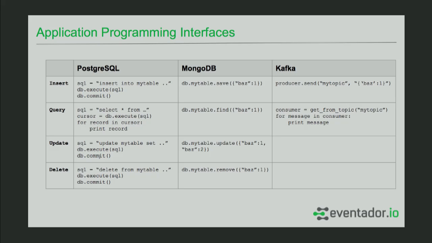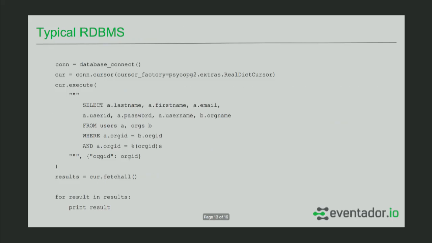Update, same kind of thing. Similar thing in MongoDB. There's no updating in Kafka. There's no ability to mutate data. It's append only. Same thing with delete. Okay? So this is the kind of typical construct if you were coding against a database that you might do.